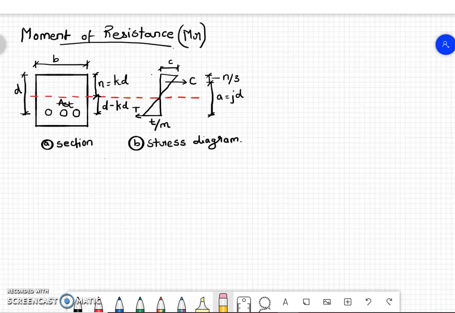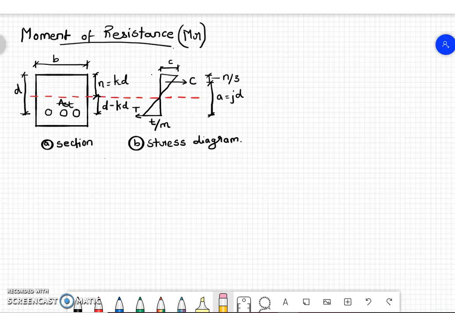Welcome back, students. Here we will be doing the derivation for moment of resistance. This is the same diagram we will be using for the derivation which we have already done to derive the value of K for both the cases. It's a simple beam section with width B and effective depth D provided by AST, that is area of steel. N is the depth of neutral axis, and this is the stress diagram where compressive force is shown, that is capital C, which is acting at distance n by 3 from the top compressive fiber, and capital T tensile force acting at A from compressive force.